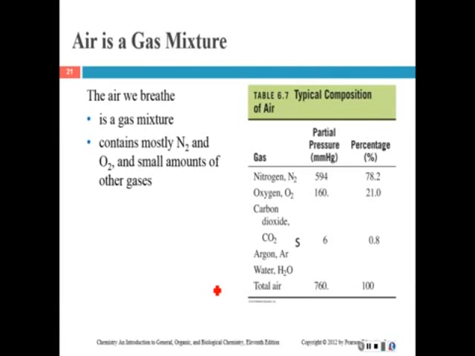This slide here shows you the partial pressures of the gases in the air. So nitrogen is pretty much about 80% of the air. So then it makes up about 80% of the air pressure. So here's the pressure of the nitrogen. Here's the pressure of the oxygen. See, that's 21%. And carbon dioxide, about 0.8%. All the other gases are very low. Total pressure, 760 millimeters of mercury, 100%.